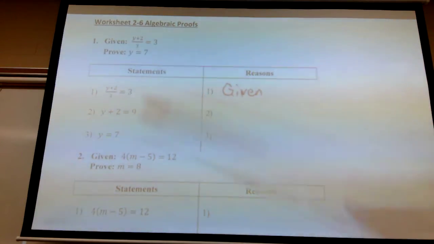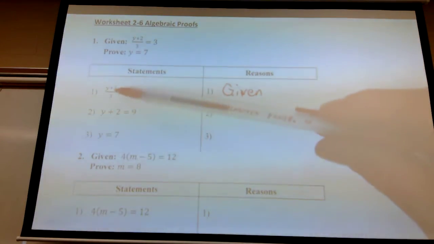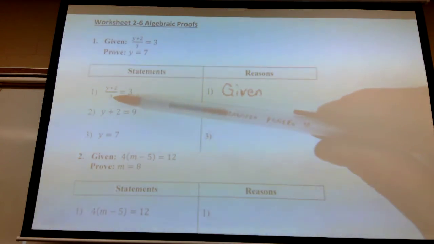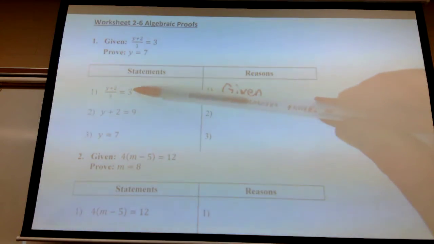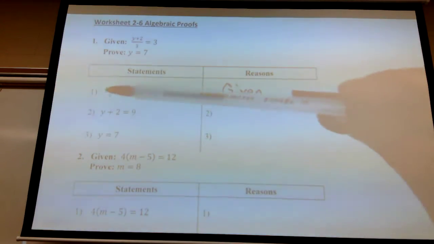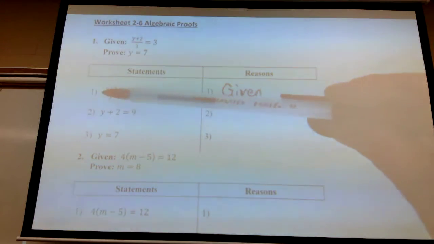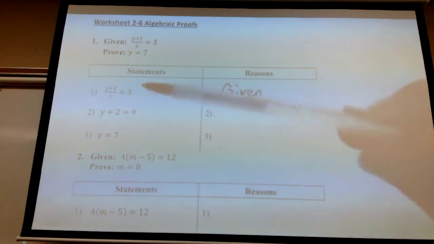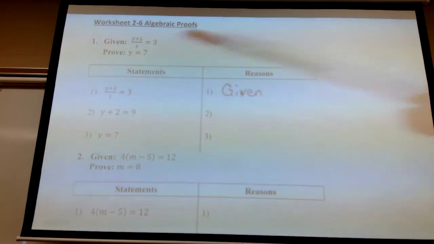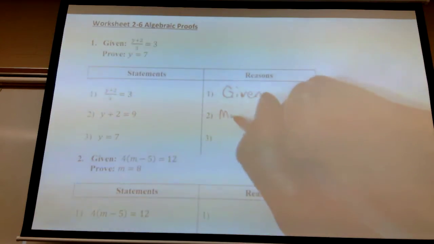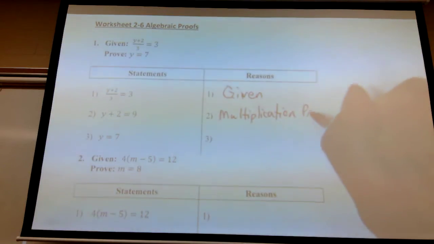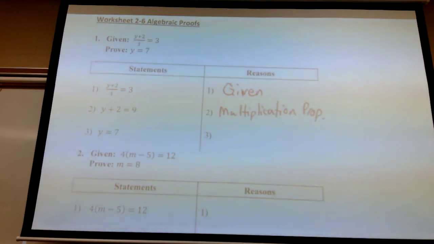To get from step 1 to step 2, the left-hand side of my equation went from y plus 2 over 3 to just y plus 2. That 3 in the denominator disappeared. And on the right-hand side of the equation, the 3 became a 9. So to get from step 1 to step 2, we multiplied both sides of the equation by 3. Now if you go back to your list of properties, the multiplication property allows you to multiply both sides of the equation by the same number. So step 2 is the multiplication property.